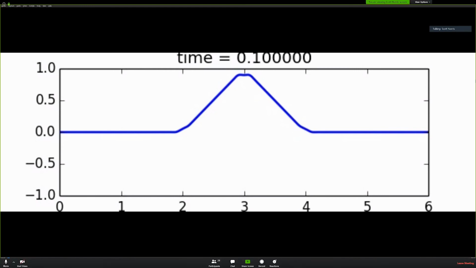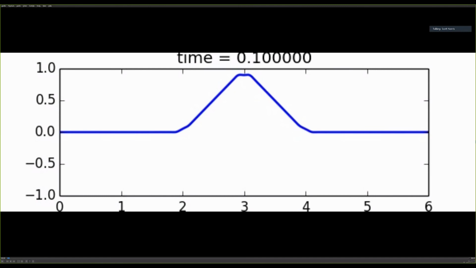So here's our initial condition. I actually was not able to pause it right away at the beginning. So this is actually 1/10 of a time unit into the solution, but pretend it's not. And we have 0 to 6. Our little triangle goes from 2 to 3 and then 3 to 4. And that's our initial condition. And now we're going to play it and we're going to see what it does.